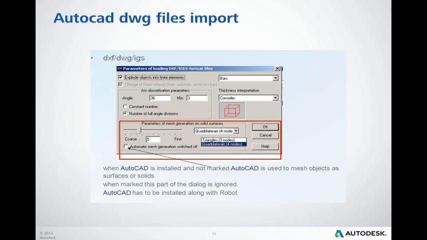Some remarks about DWG model import. After selecting DXF or DWG format in the Open window, we can adjust some import settings as shown on these slides. See the settings marked in red on the slides. They are related to meshing and the existence of AutoCAD and Robot together on the same computer. When the checkbox marked on this screenshot is marked, AutoCAD, which is installed on the same computer, will be used to mesh objects as surfaces or solids. When it is off, AutoCAD will not be used.